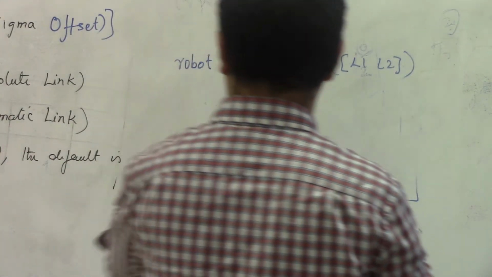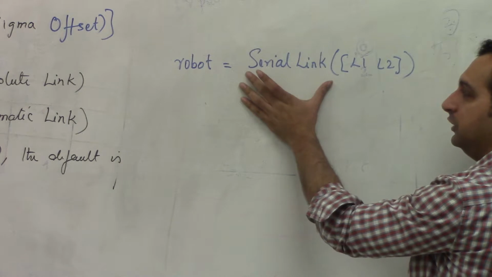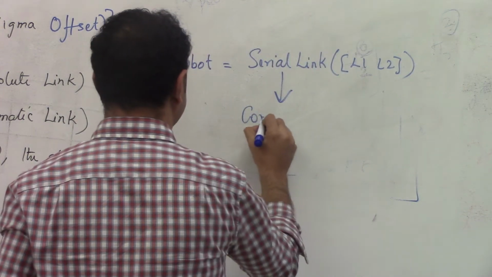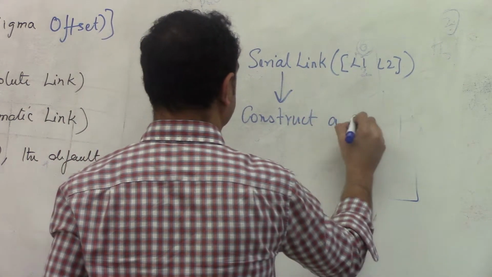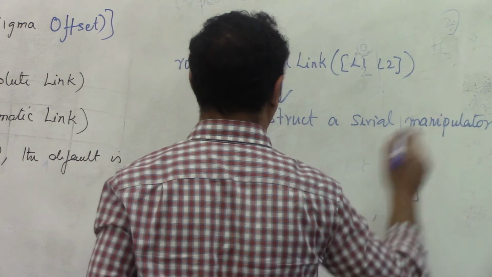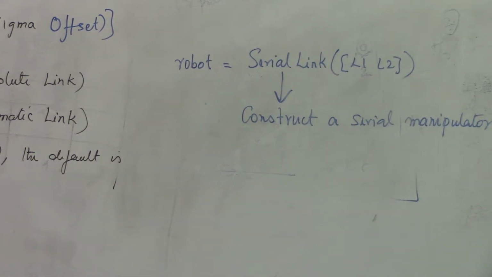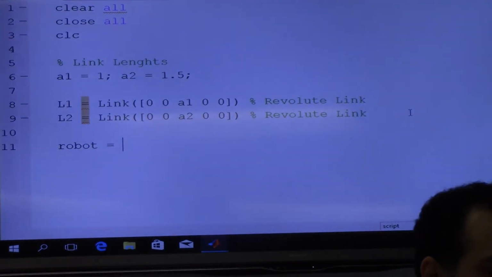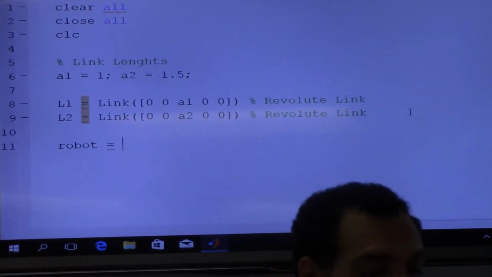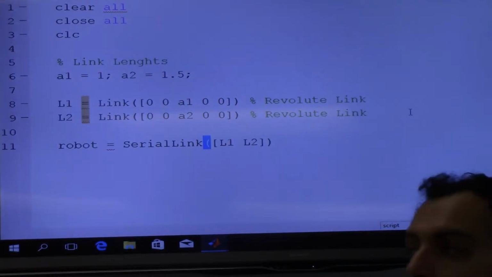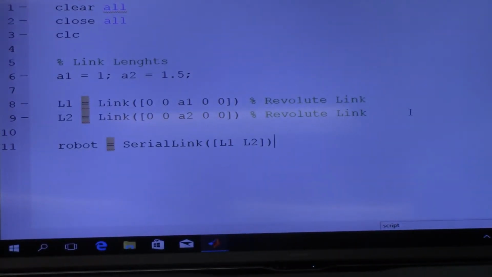Okay? So serial link will make a serial manipulator. This will construct a serial manipulator based on the links that we specify within the parentheses. So let's say R is equal to, so in this case serial link L1, L2. All right.